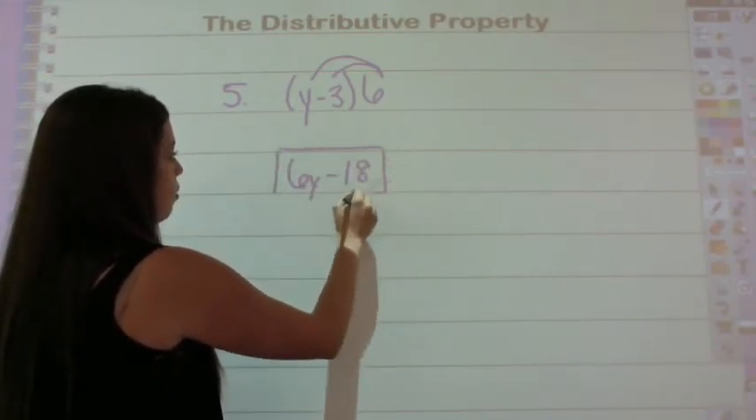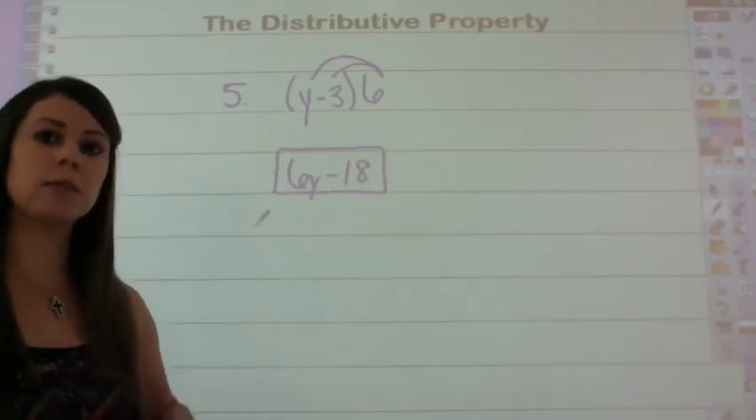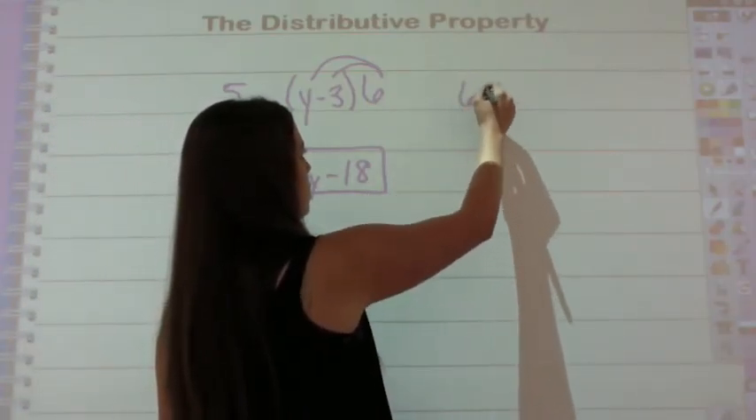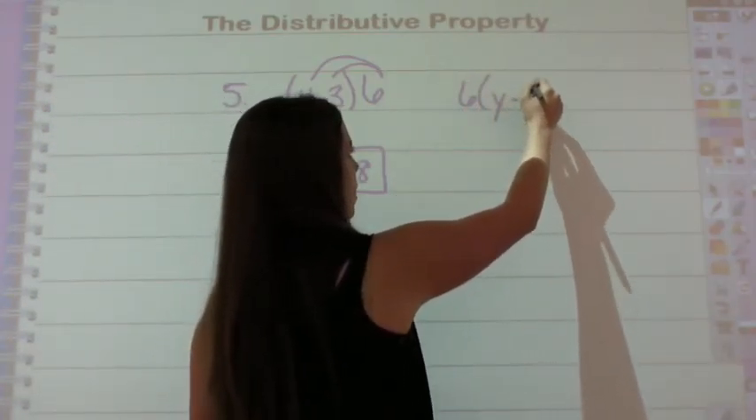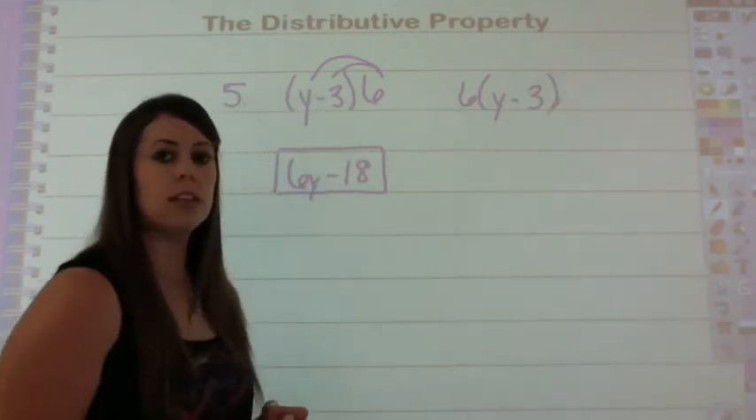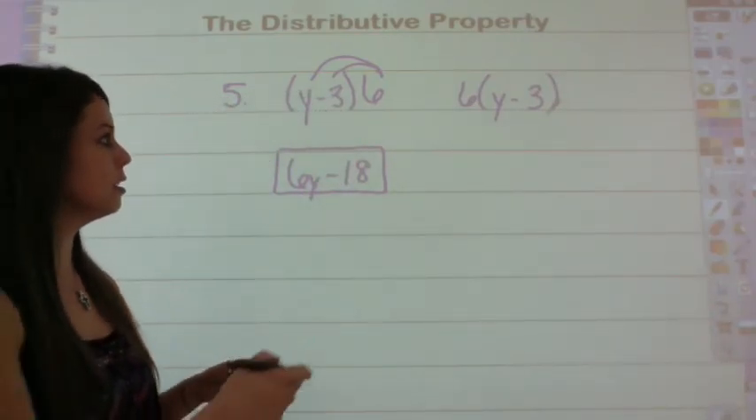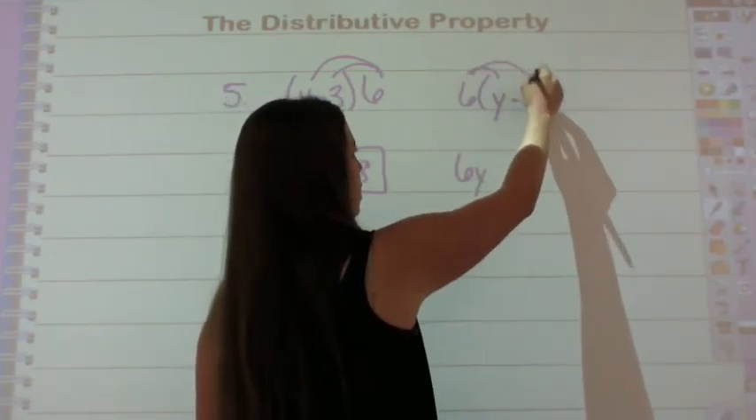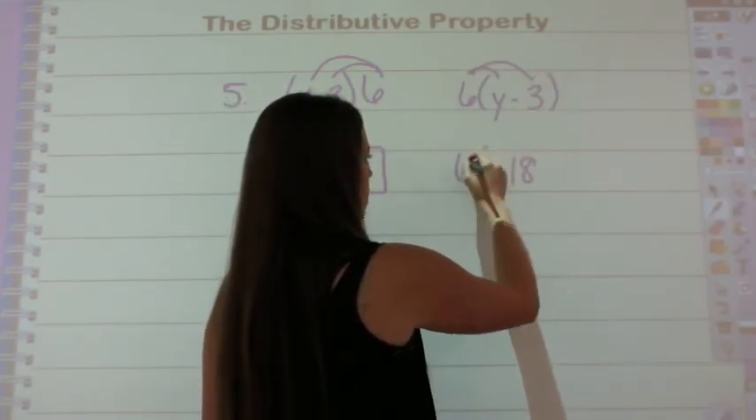Now, it's okay if you want to rewrite these problems when they seem backwards to us. We can always rewrite them. You can rewrite it as 6 times the quantity of y minus 3, and you'll see that you'll get the same answer. So 6 times y is 6y. 6 times negative 3 is negative 18.